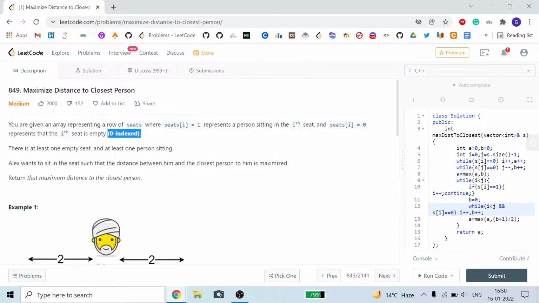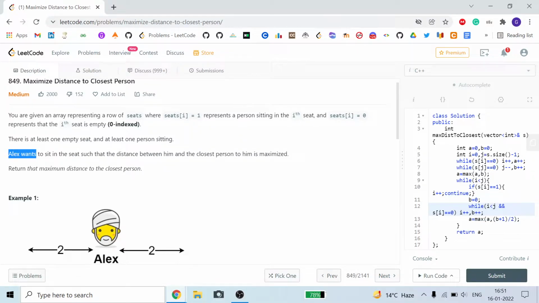And there is at least one empty seat, meaning at least one seats[i] is equal to 0, and there is at least one person sitting. So in our given array there is at least one index where a person is sitting, and there is at least one index which is empty. So at least one seats[i] is equal to 0 and one is equal to 1.